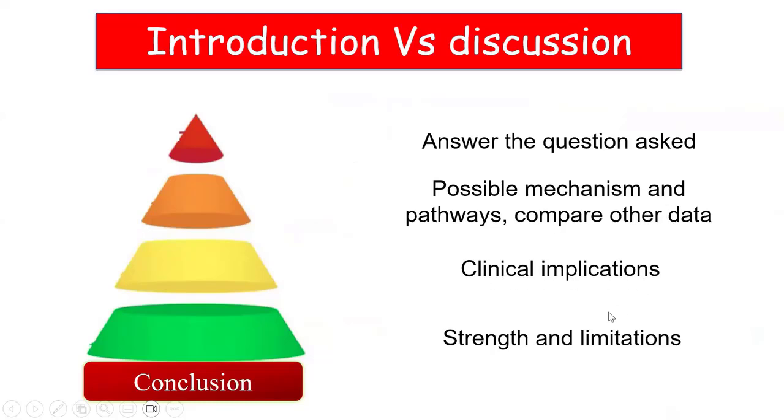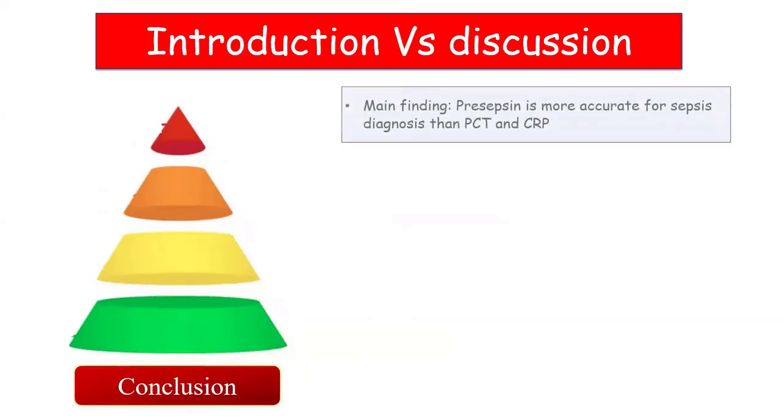What is the clinical implication? What are the strengths and the limitations? And what is the conclusion? This is typically the structure of the discussion that we should follow in any research article. For example, the main finding of this study is that presepsin is more accurate for sepsis diagnosis than PCT and CRP. This is our main finding, so we start by answering the research question.